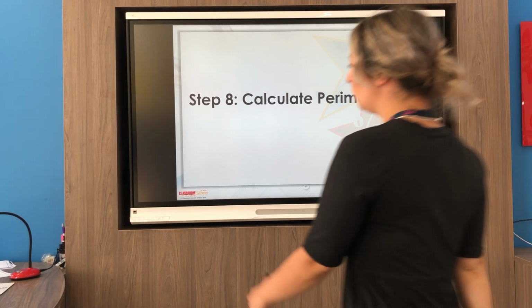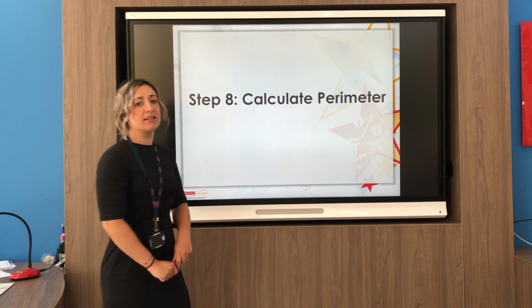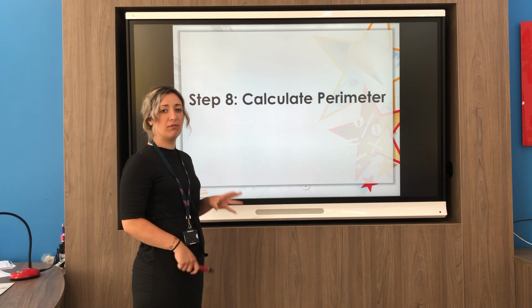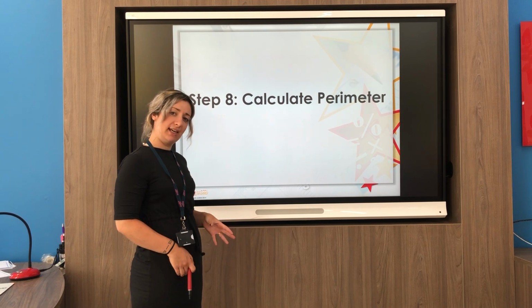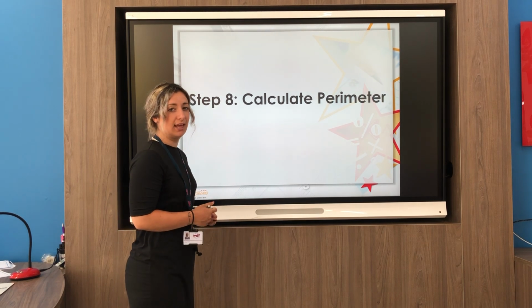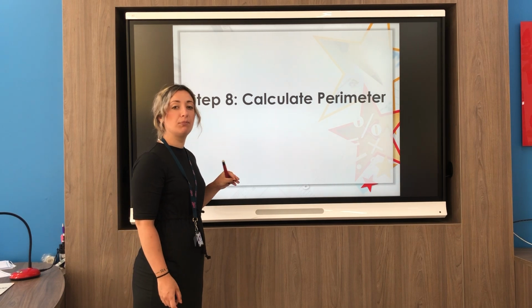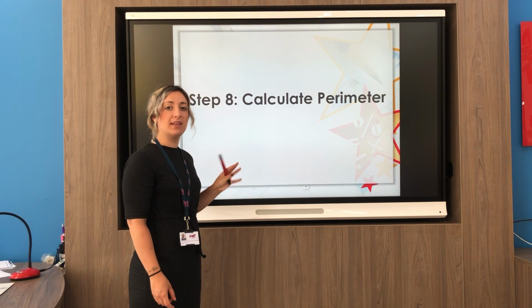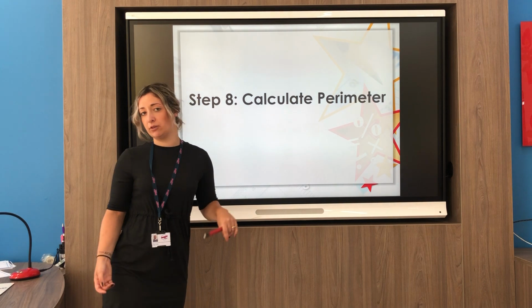Good morning, Year 4. For Thursday's maths, we're going to be calculating perimeter using reasoning and a bit of problem solving skills. Okay, so we're going to go through some example questions and then those will be very similar to the ones that you've got in your pack.